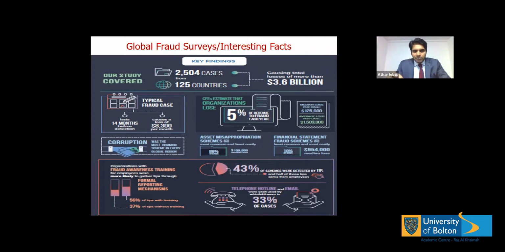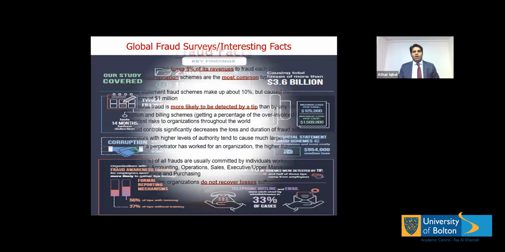One of the most important things I want to share here is asset misappropriation schemes. That is the most important. And 86% of cases are asset misappropriation schemes, for the fraudulent activities. And as per the report, 100,000 is the loss per case for the fraud case as well.